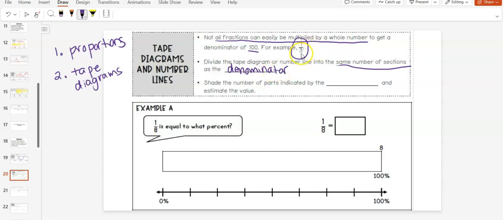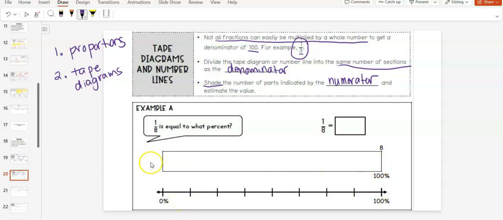So if I was using 1/3 up here, I would be dividing my tape diagram into 3 equal sections. Then I'm going to shade the number of parts indicated by the numerator, and then estimate the value. So let's do an example. What is 1/8 is equal to what percent?